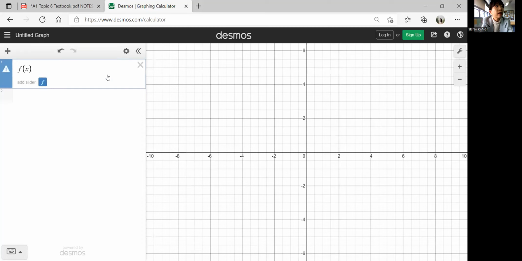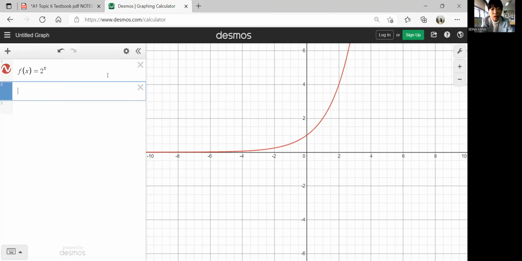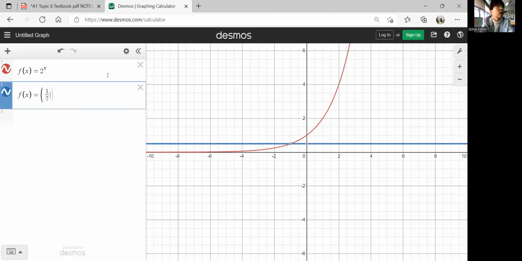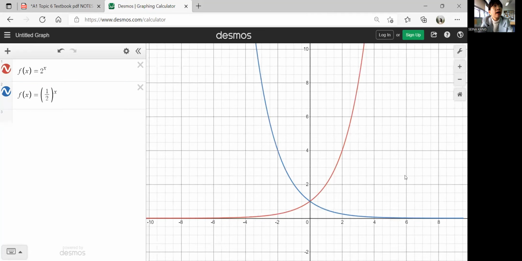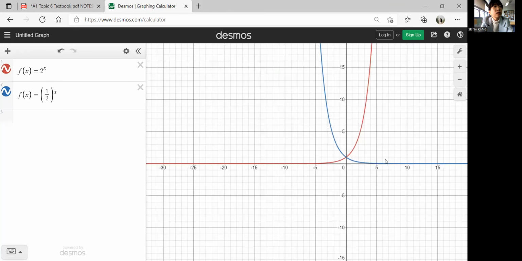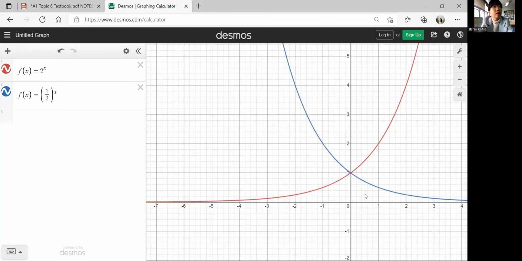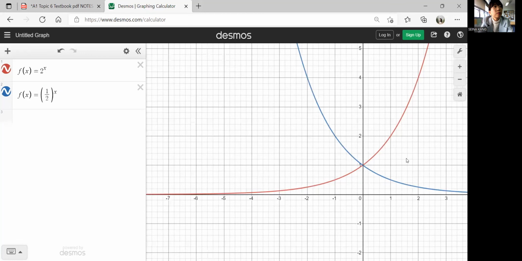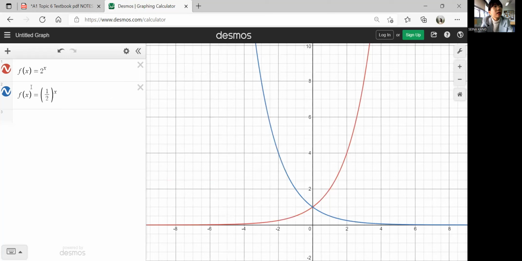So function f of x is equal to 2 to the power of x. We looked at it in example one. What about another function f of x that's equal to (1/2) to the power of x? Do you see any pattern? It looks identical, right? It looks very identical. What's happening? So that's the 2 to the power of x graph. This is the 1/2 base to the power of x graph.